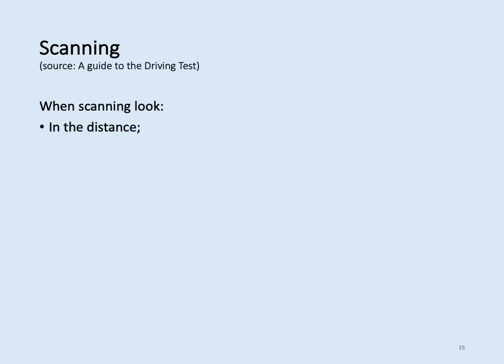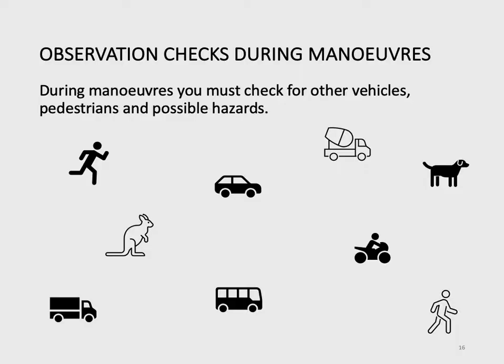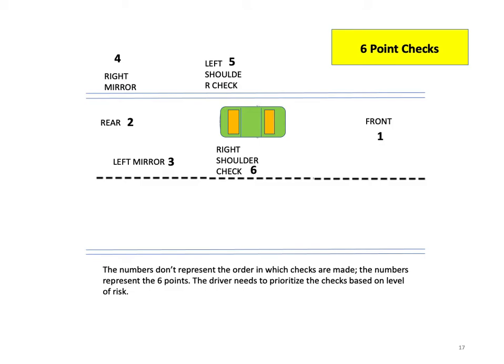Scanning. When scanning, look in the distance, at the road surface, to the left and right, in your mirrors, and at instruments and gauges. Observation checks during maneuvers. During maneuvers, you must check for other vehicles, pedestrians, and possible hazards. Make sure you conduct your 6-point checks.